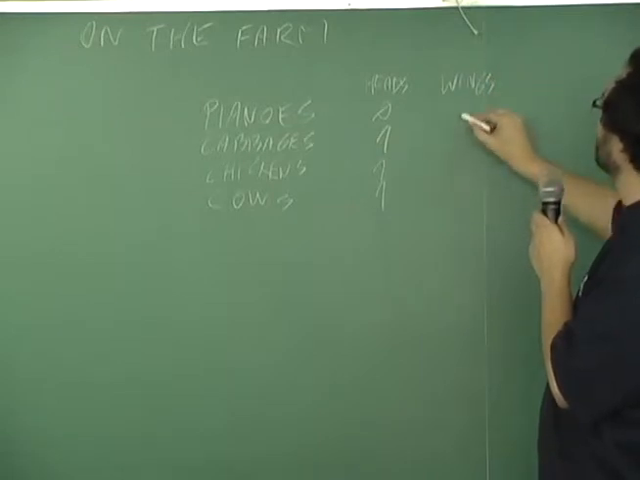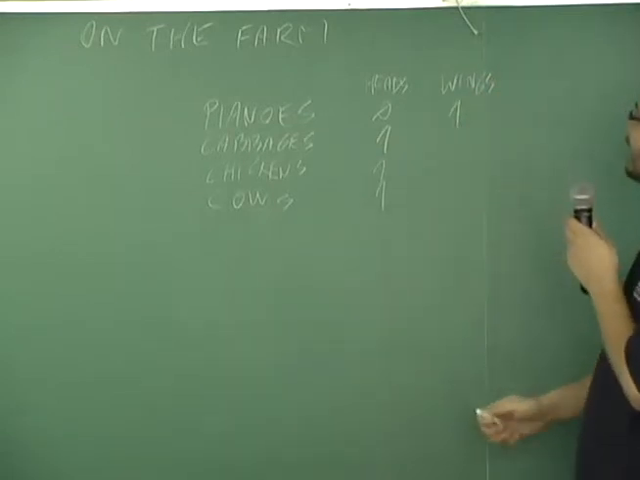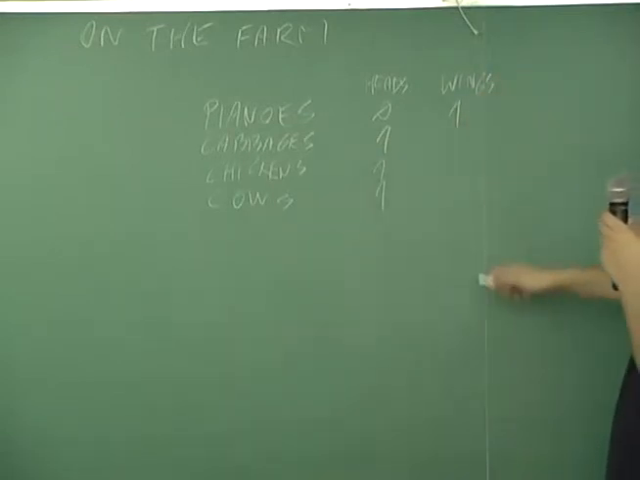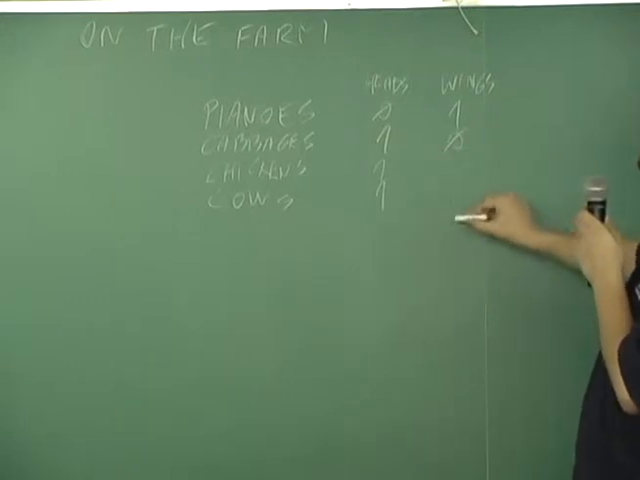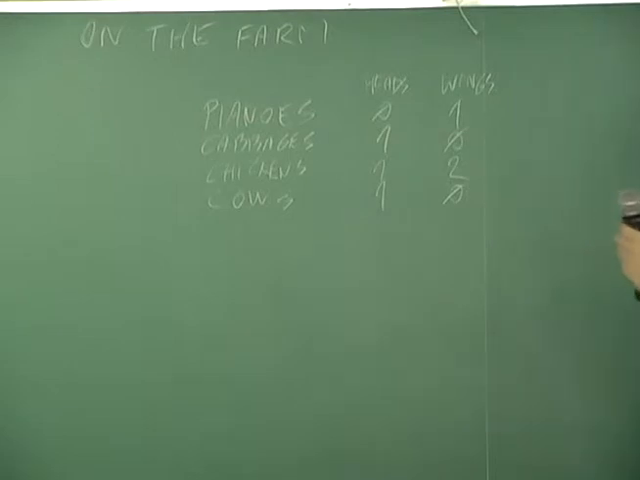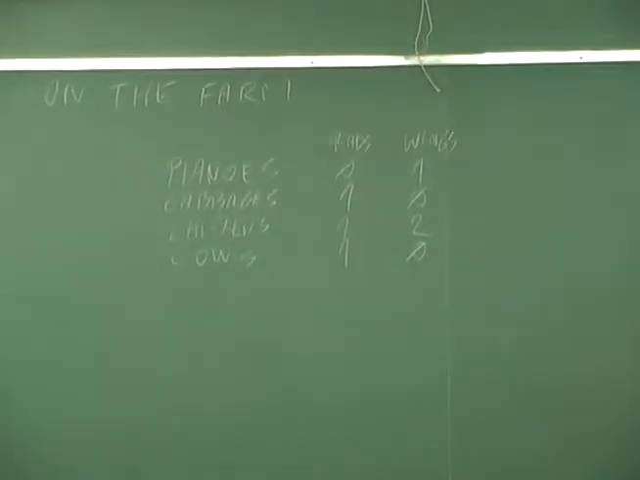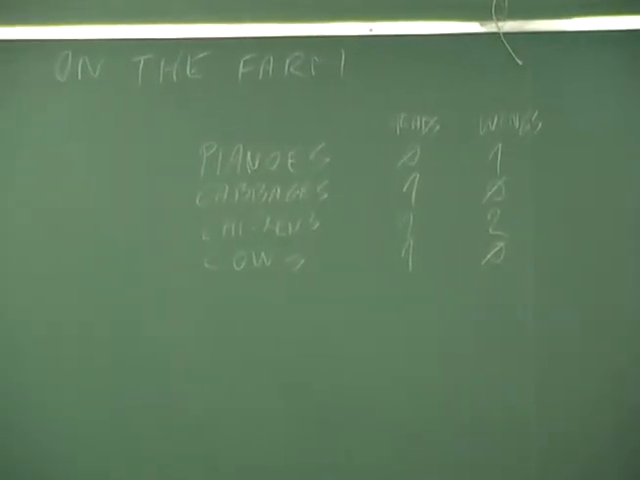There are wings. A piano has got 1 wing. That's the open part on the top. A cabbage has no wings. A chicken has got 2 of them, and the cow has no wings, luckily. If cows did fly, I would probably be carrying an umbrella every day.